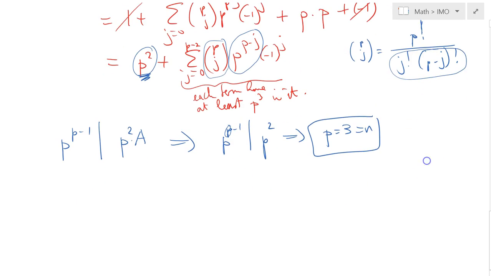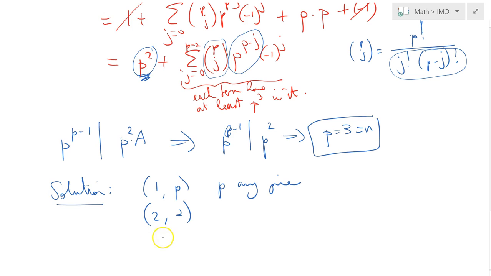So we have the following solution. So therefore, to conclude, the solutions have the following form. 1 and p, where p is any prime. We established 2 works. And finally, we established that 3 also solves this problem.